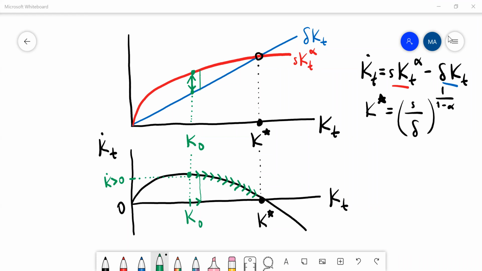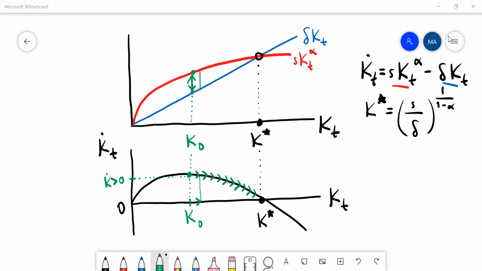Well, we realize that K dot will be positive. Since K dot is positive, the capital stock will grow. Then along this trajectory, K dot is always positive, although it is slightly decreasing towards 0. And finally, when the economy reaches the steady state, the capital stock is exactly equal to K star. Since K star is the steady state, by definition, there is no change in K. So K dot is equal to 0, and the economy stops there.